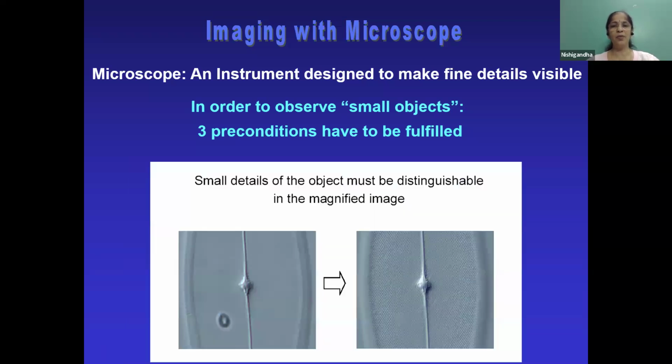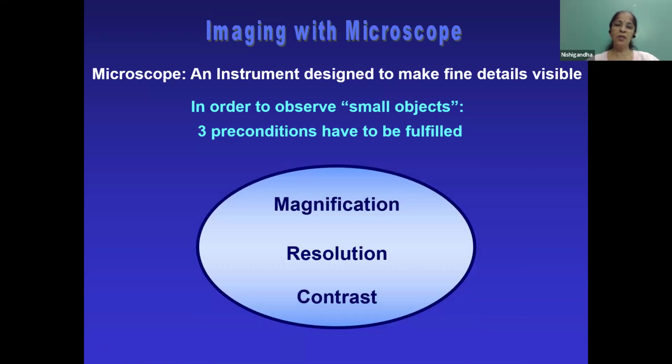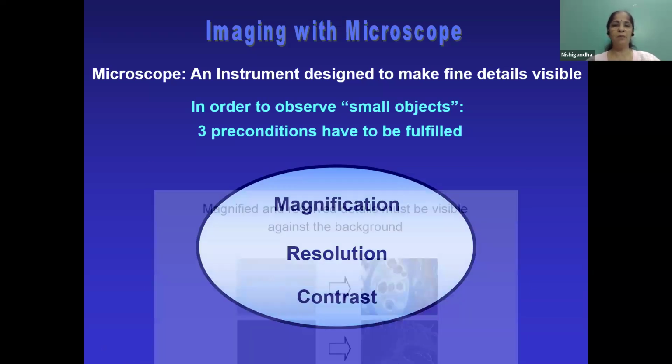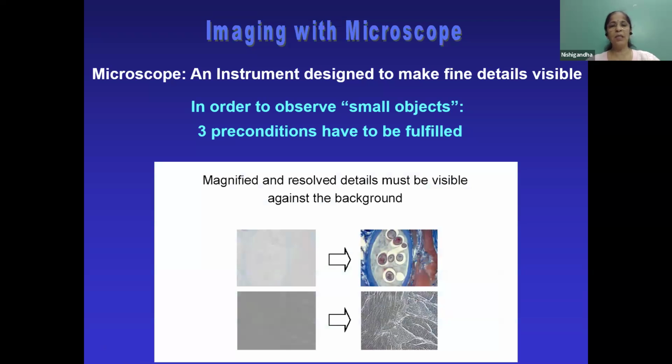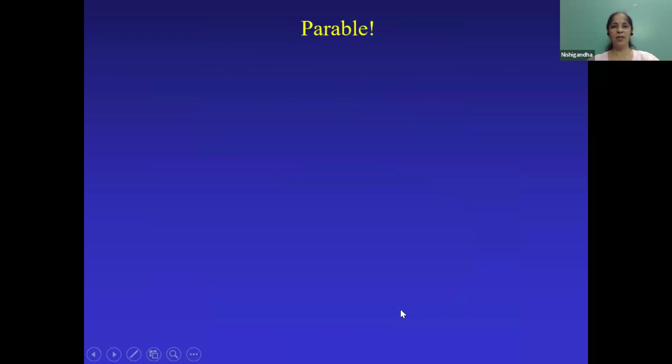Another important point is resolution. That means small details of the object, as you can see resolved over here, should be distinguishable when we magnify the image. And the third most important is contrast. The image which is magnified and resolved must be visible against the background. These are the two examples I have shown you. Now, keeping this in mind, we can go ahead with the imaging.